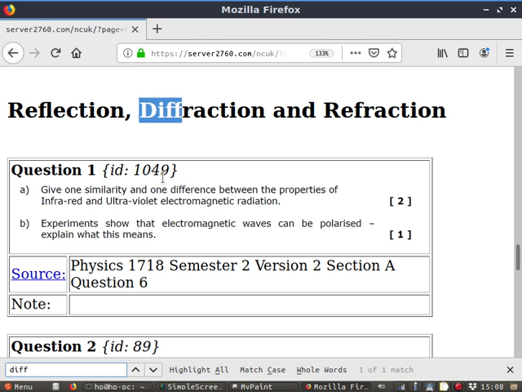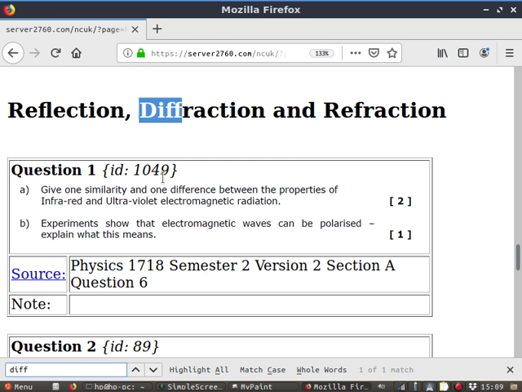What's one similarity and one difference between infrared and ultraviolet? Okay, so what's one thing they both have in common? Yeah, on the same spectrum. Oh no, that's too broad. A bit more precise. No medium of propagation. Or they both travel with speed c in a vacuum. Or they're both transverse. I can't really say they're both electromagnetic because that's already given in the question. It would be like saying they're both waves, you know.